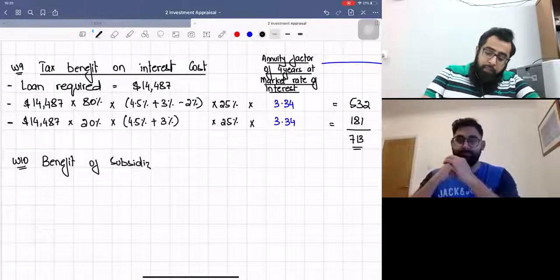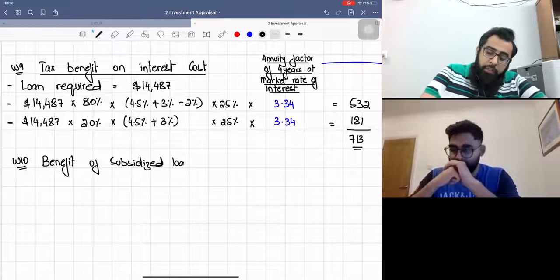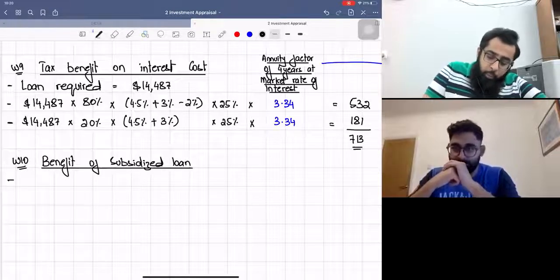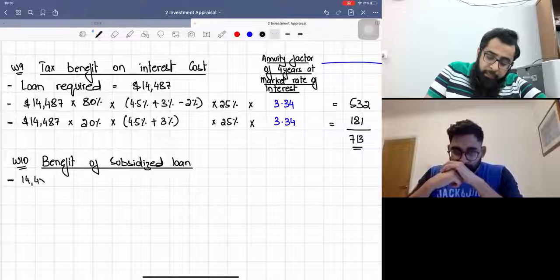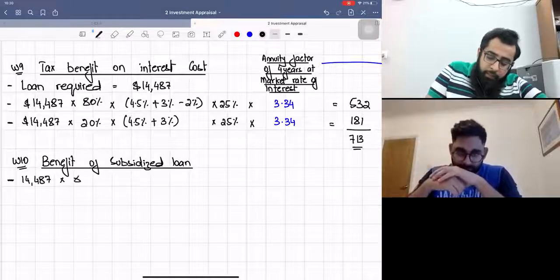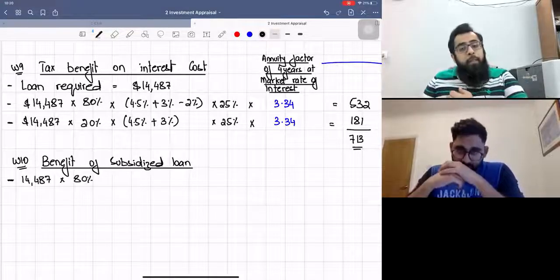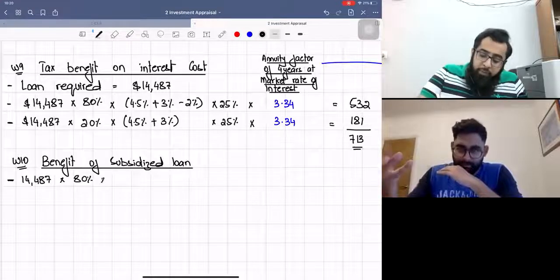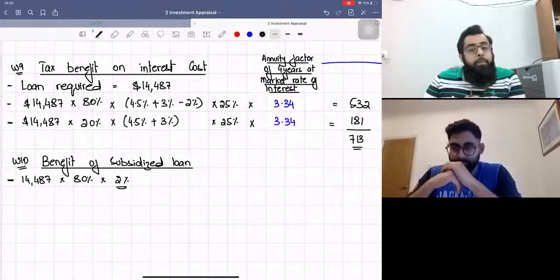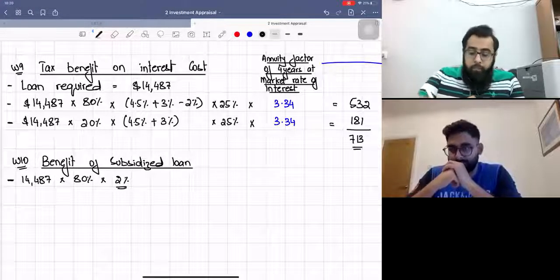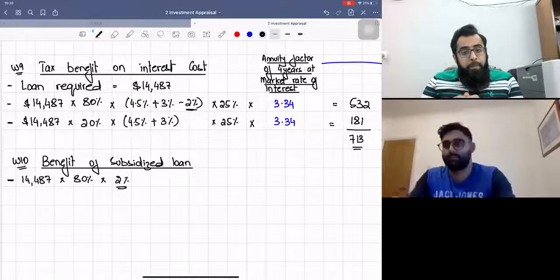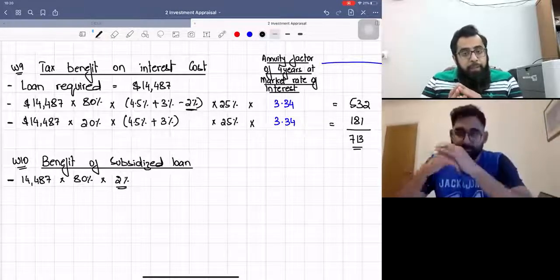So how will we calculate the benefit of the subsidized loan? Very simple. 14487, now this is the amount of the subsidized loan. The benefit rate is 2%. Why 2%? Because the government is giving it 2 percentage points below. So 2% is the benefit rate.